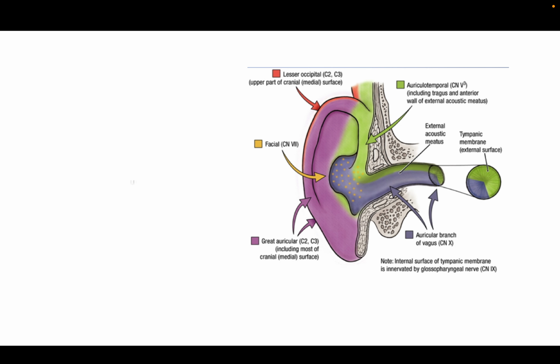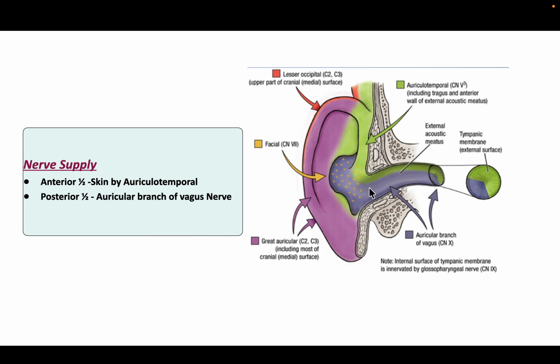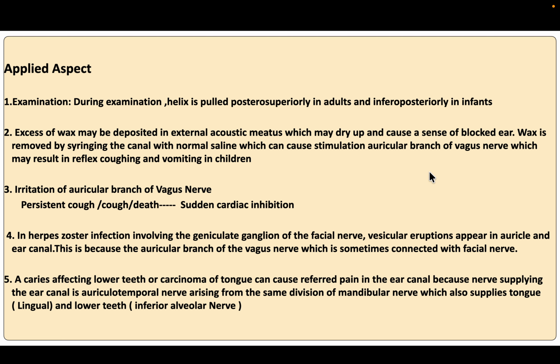Coming to the nerve supply. The anterior half of the skin is supplied by the auriculotemporal nerve, and the posterior half is supplied by the auricular branch of the vagus nerve. So this is how it gets its nerve supply.